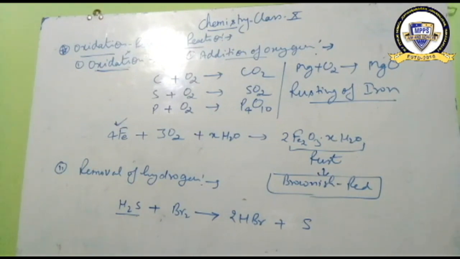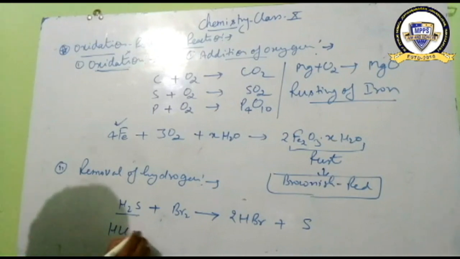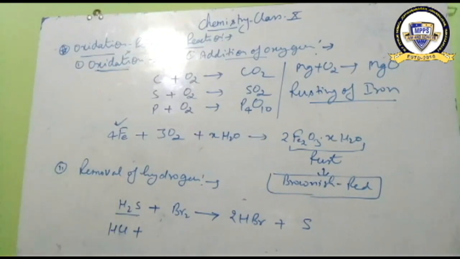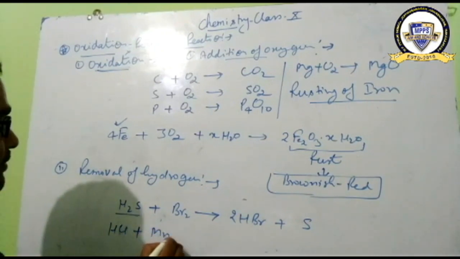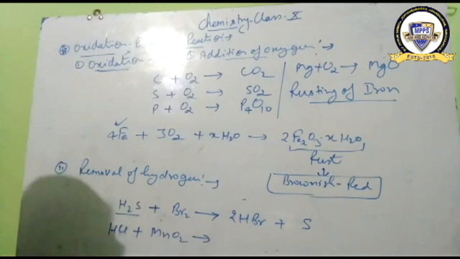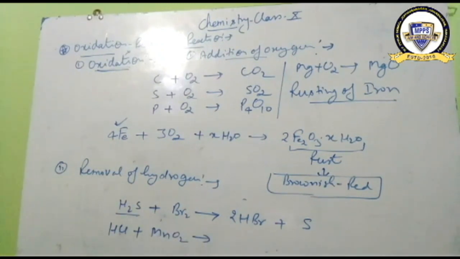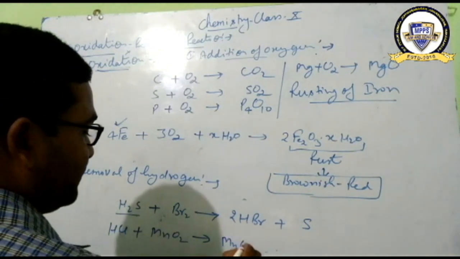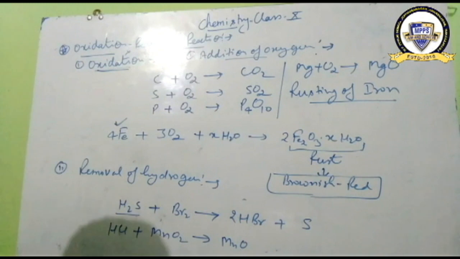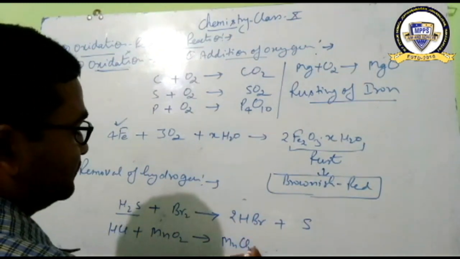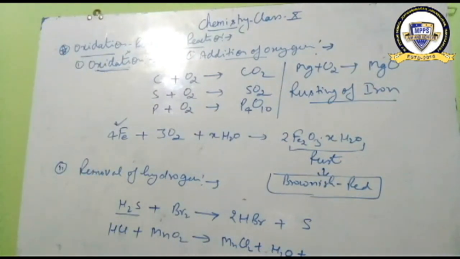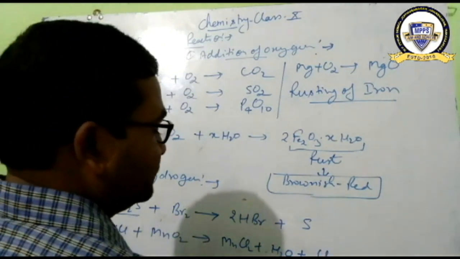One more example we will see. When hydrogen chloride comes in contact with manganese oxide, it forms manganese chloride plus water plus chlorine.